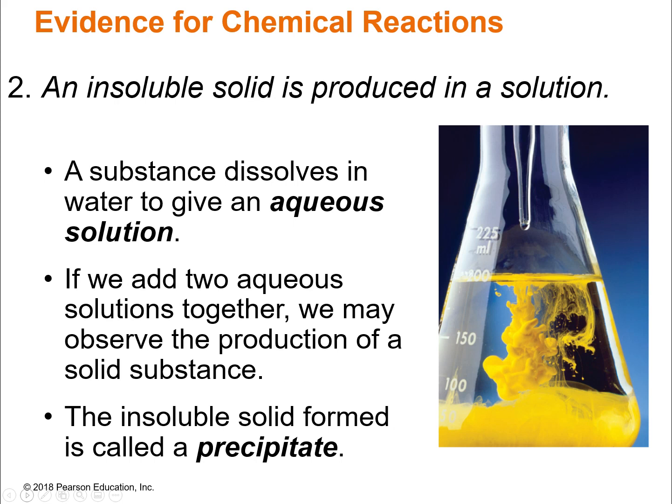Second piece of evidence that you might see. An insoluble solid is produced in a solution. So let's say you have 2 aqueous solutions. An aqueous solution is just something dissolved in water. We take them, we add them together, and then all of a sudden you see a solid. That solid is called a precipitate, and it shows that some chemistry happened. So in this image on the right, you've got this yellow liquid forming as you're adding dropwise one aqueous solution into another.